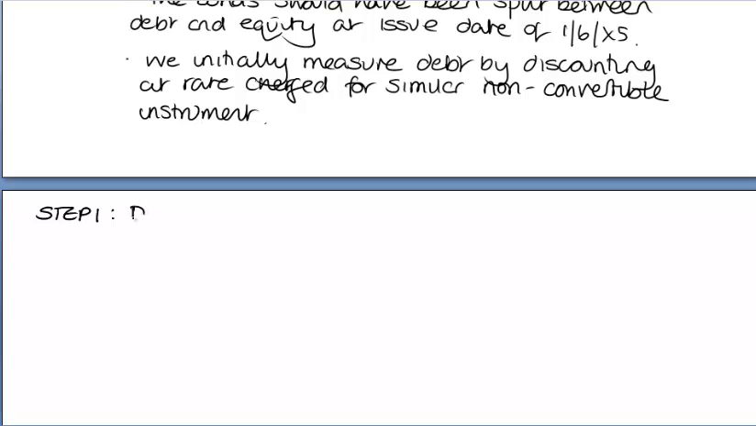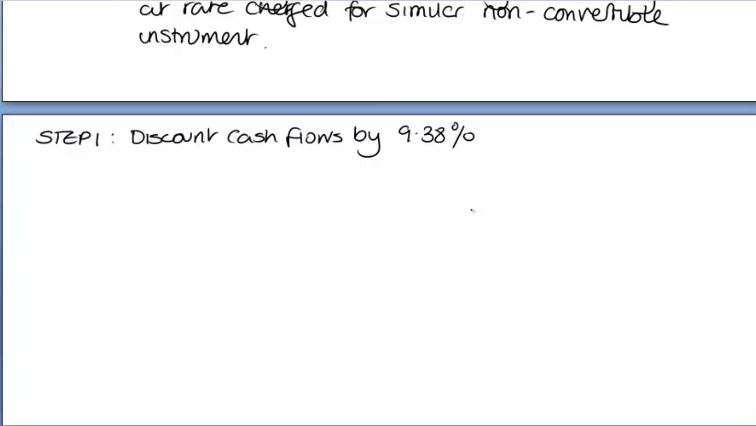So what I'm going to do here is, step one, I'm going to discount the cash flows by 9.38%. So what are those cash flows going to be? Well, on the 31st of May X6, it's $100 million, paying interest at 6%, and I'm going to discount that by 9.38%.